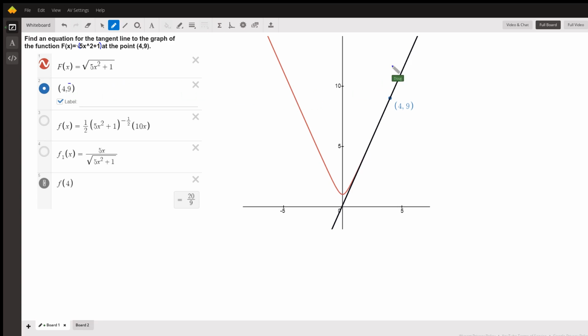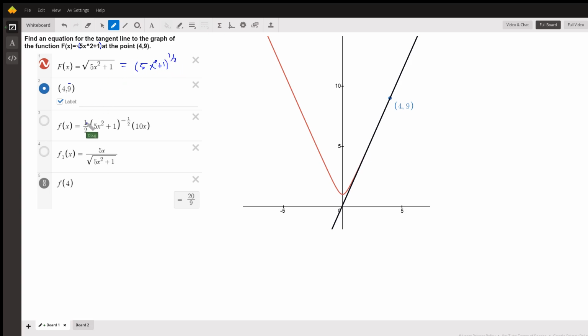Now, how do you find the equation of that black line, the tangent line to the curve at the point (4, 9)? Well, the first derivative will give us a formula for slopes of tangent lines to the original function. So here we employ the power rule followed by the chain rule. Of course, rewriting this as 5x squared plus 1, the quantity to the 1/2 power.